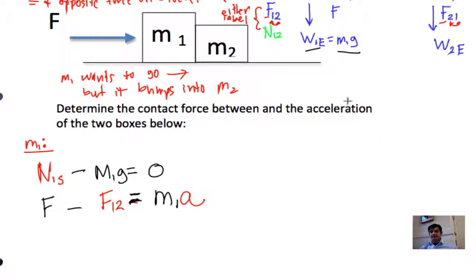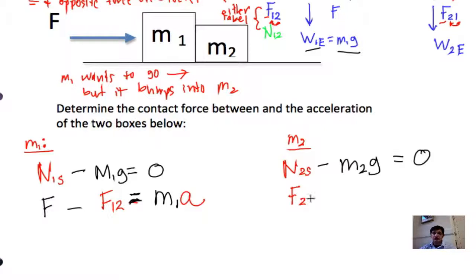Okay? Now, let's set up the equations for m2. It's very similar. You'll see how this works. We set up the equations for m2, and what we're going to get is the normal on 2 due to the surface it's resting on, minus the weight of m2. They cancel out. Those two forces cancel, so the box doesn't fly into the air, nor does it fall into the ground. And then, in the horizontal direction, we're going to have the force on 2 due to 1 makes box 2 accelerate.